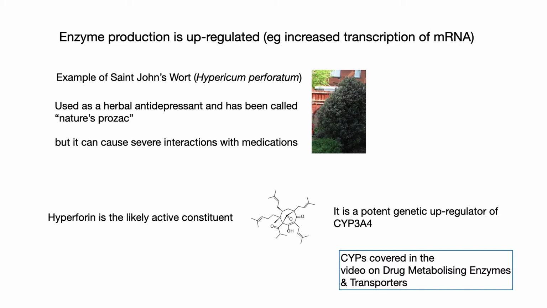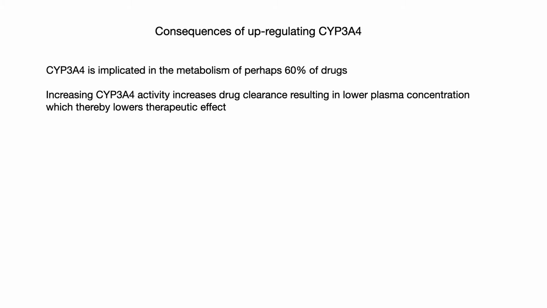So, what are the consequences of upregulating CYP3A4? That enzyme is implicated in the metabolism of 50 to 60% of drugs on the market. If you increase the CYP3A4 activity, that increases drug clearance, that lowers the plasma concentration, and therefore lowers the therapeutic effect of the drug.